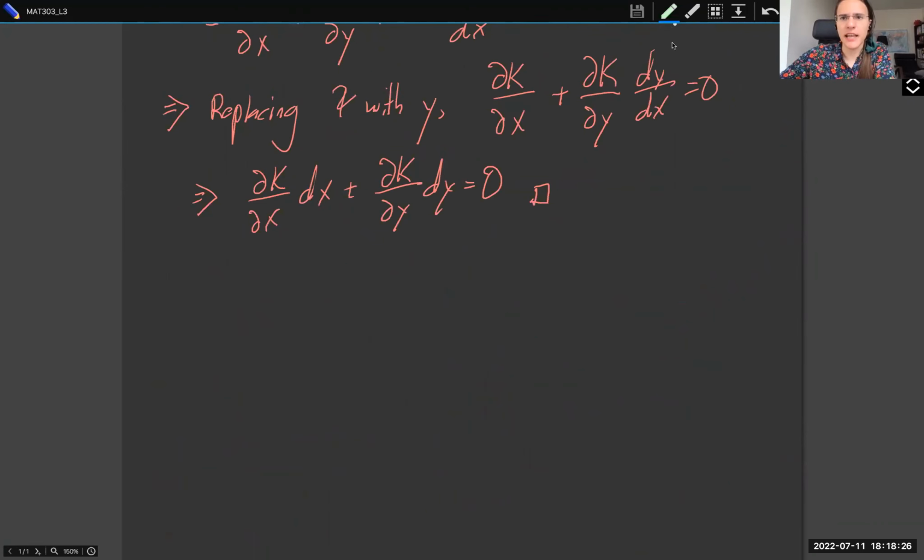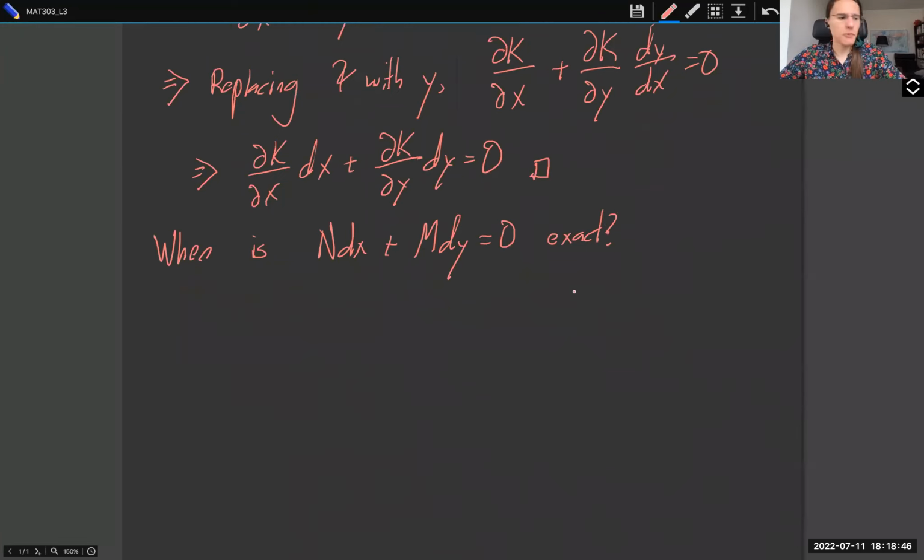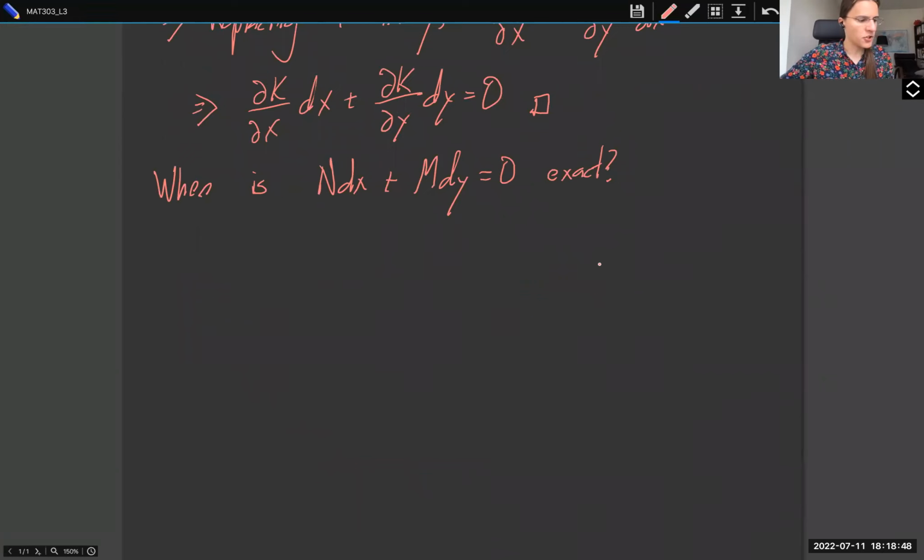Okay, but the question is then, when is a differential equation exact? Well, the equation is this equals 0. And well, what can we do? So by definition, it is exact when what? What is the definition of exactness?